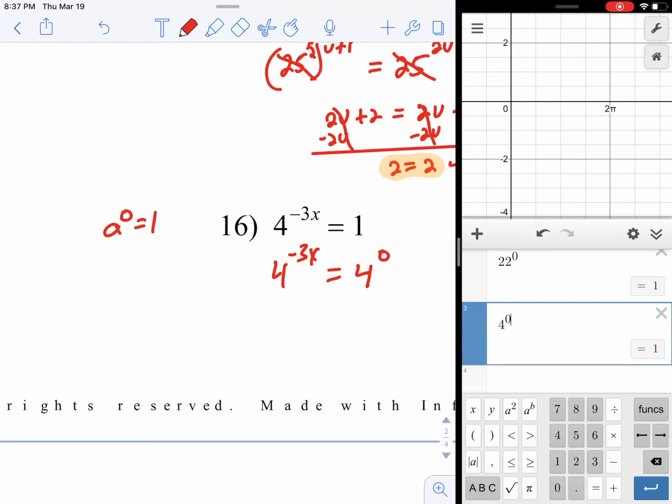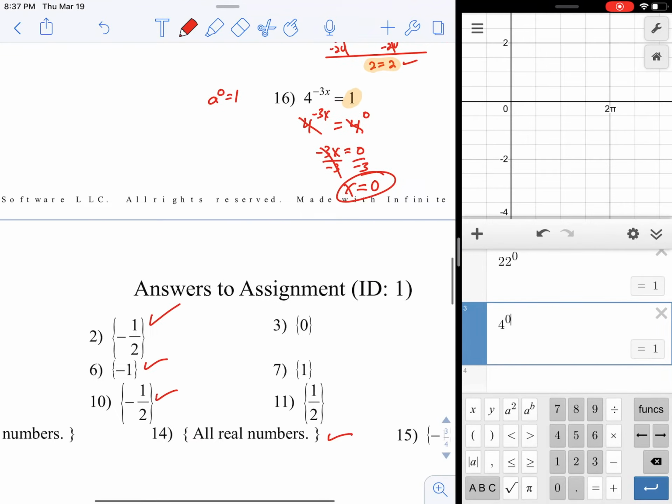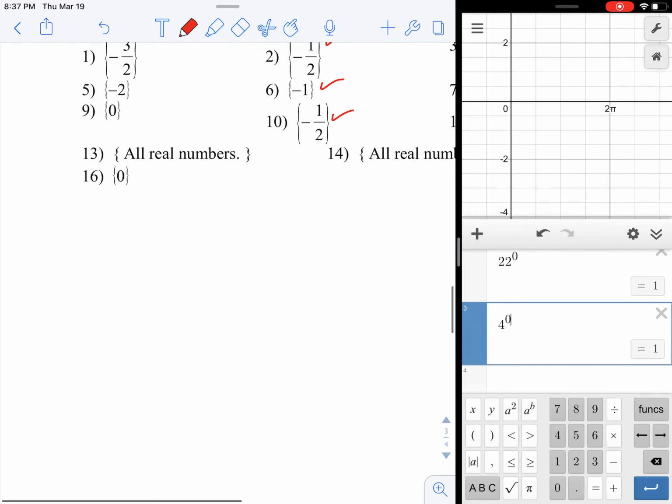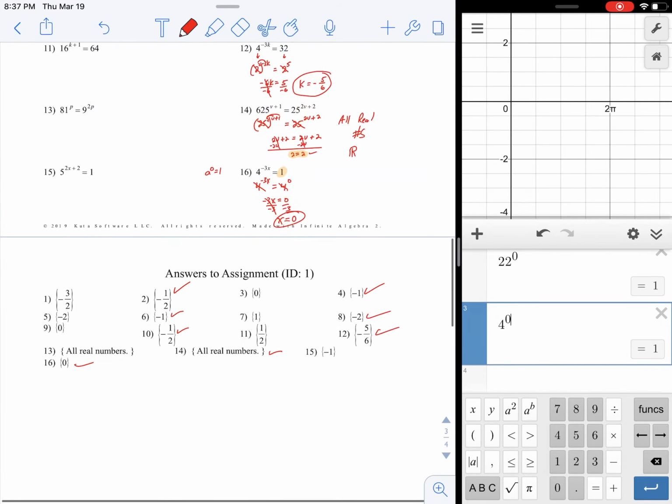So anything to a 0 power equals 1. That means I can make this 1 into any base I want. Just stick a 0 power on it. Now the 4's cross out. Negative 3x equals 0. Divide by negative 3. And x equals 0 is the answer. And where's the answer, number 16? There it is. x equals 0.